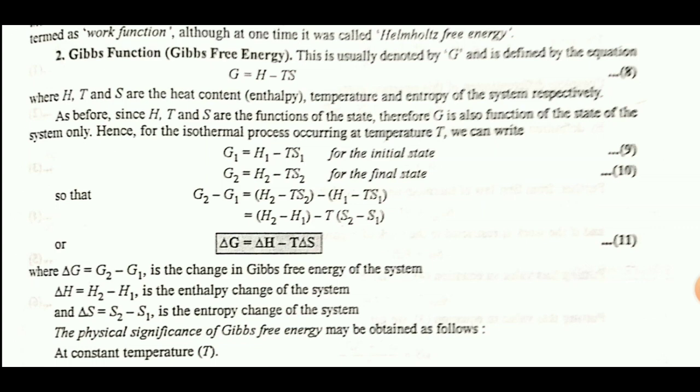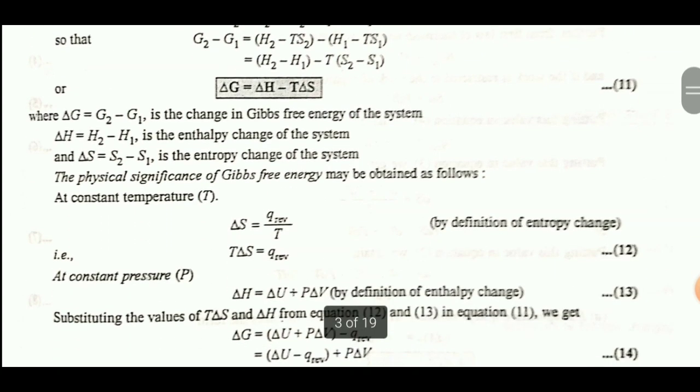So that G2 - G1 = H2 - TS2 - H1 + TS1, which is delta G = delta H - T delta S, where delta G = G2 - G1 is the change in Gibbs free energy of the system, delta H = H2 - H1 is the enthalpy change of the system, and delta S = S2 - S1 is the entropy change of the system. The physical significance of Gibbs free energy may be obtained as follows.